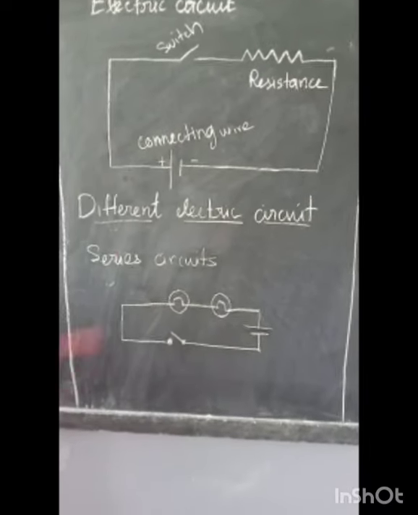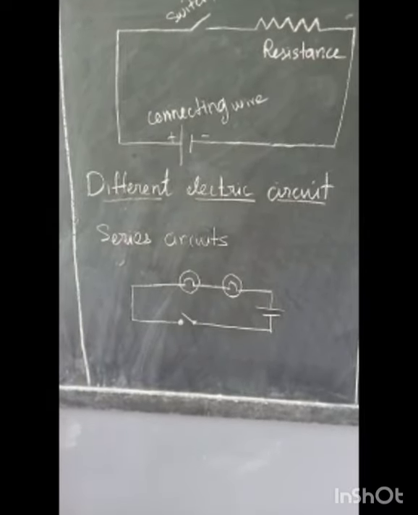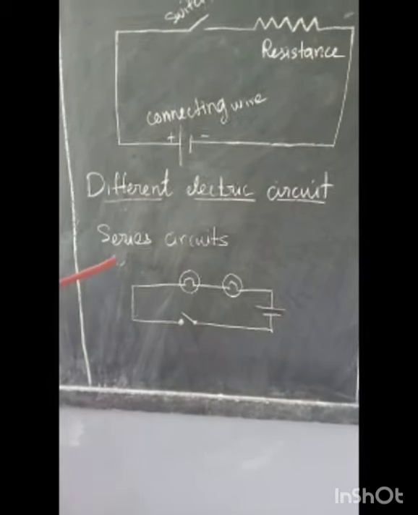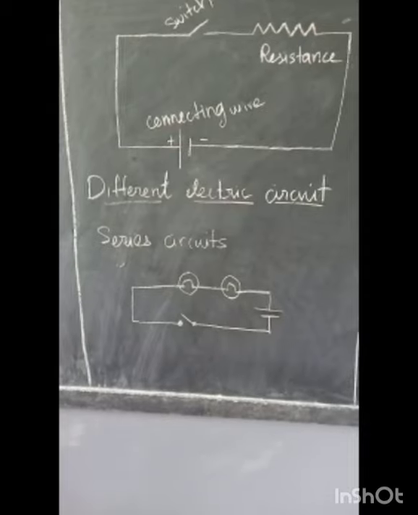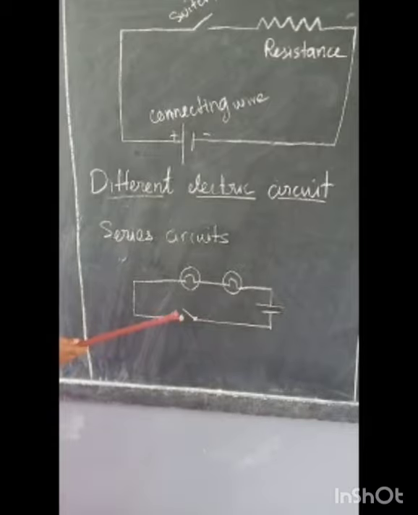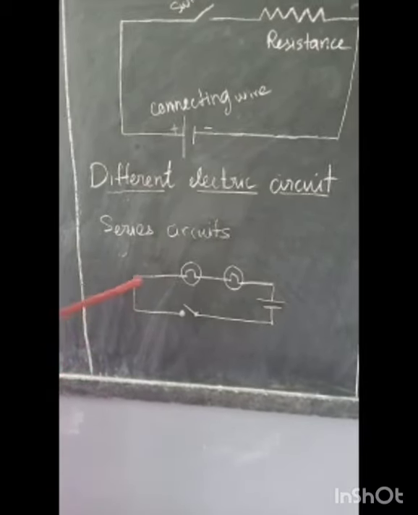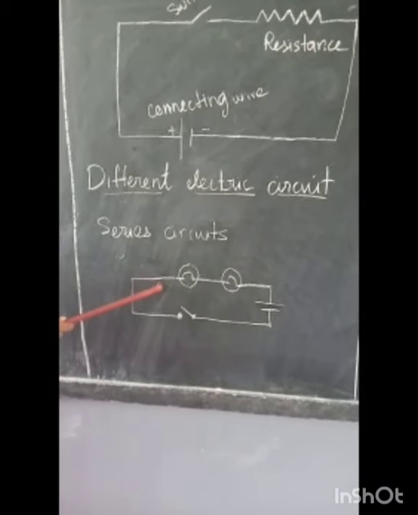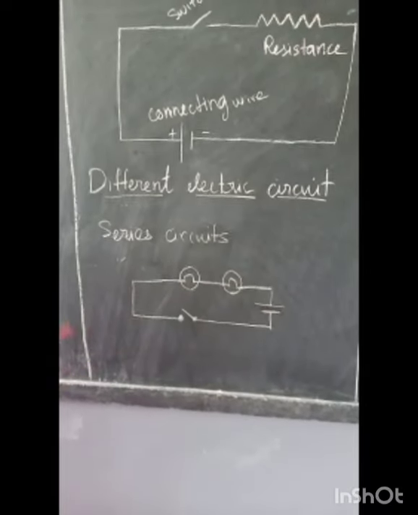Next topic, different electric circuits. We have basically two different electric circuits, that is the series circuit and the parallel circuit. This is nothing but a series circuit. If we connect two bulbs and a battery in a series circuit, it looks like this. In a series circuit, the bulbs are connected one after another continuously like that.